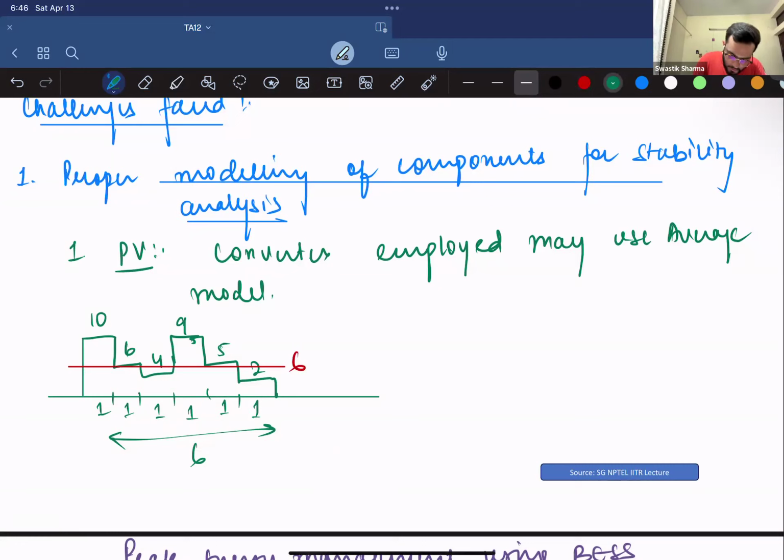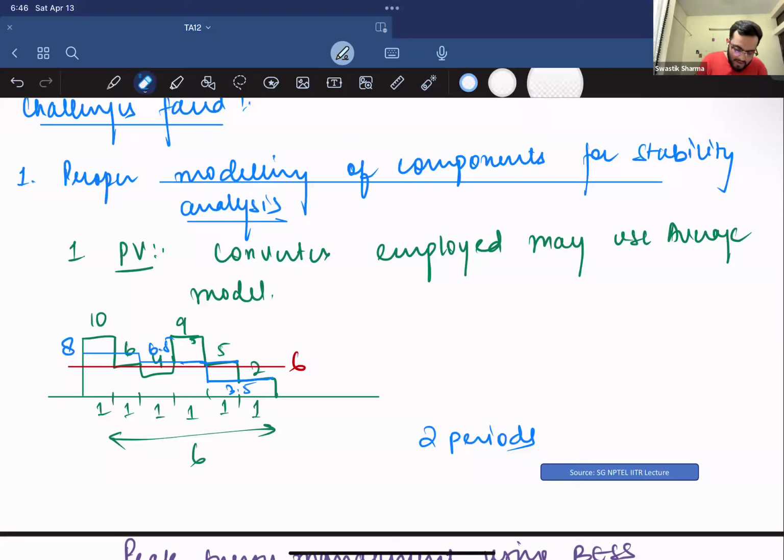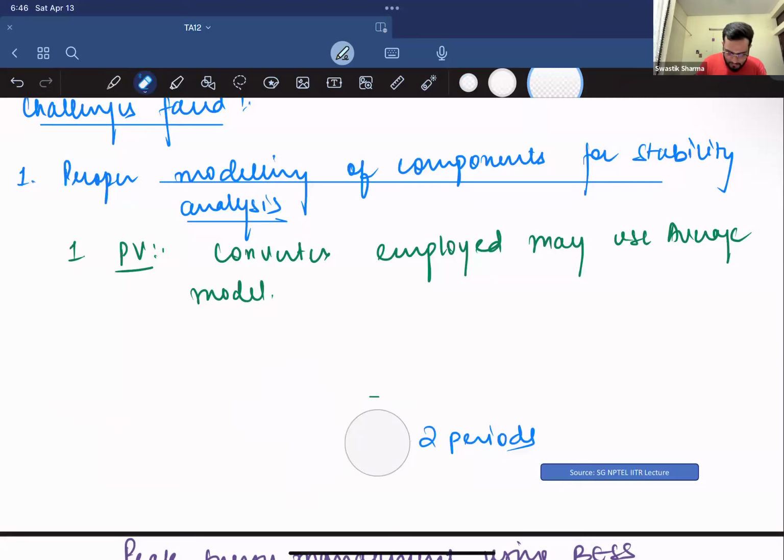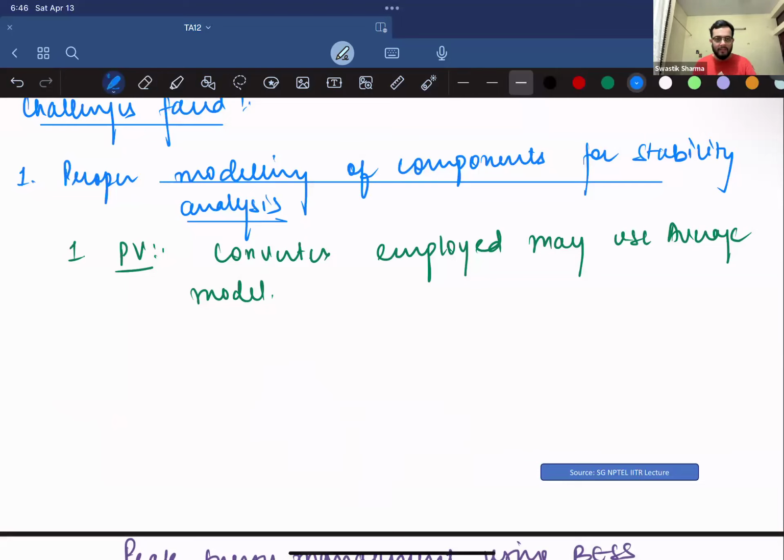But let's say you do it for 2 periods at a time. The average for the first two would be 8, for the next two would be 6.5, and for the next two would be 3.5, right? So you can see that if you take a small step size, you would be able to mimic exactly how your signal is behaving in the time domain. That is precisely how you should be modeling your converters, with a smaller step size. That is something you can configure in your RSCAD software.